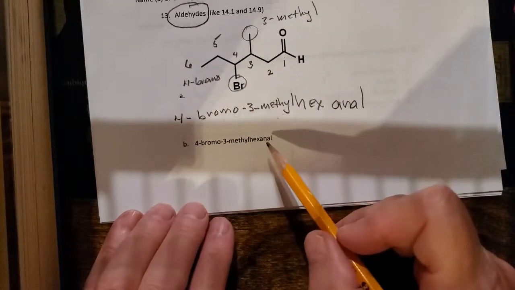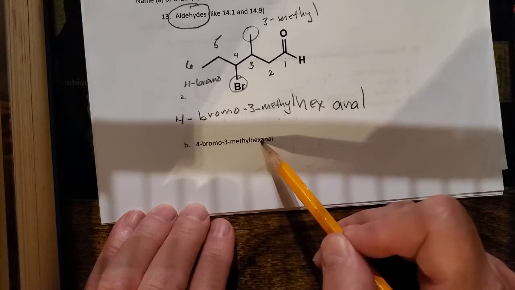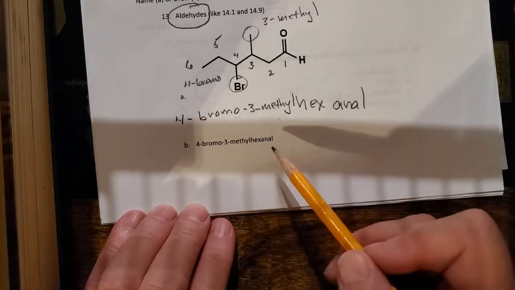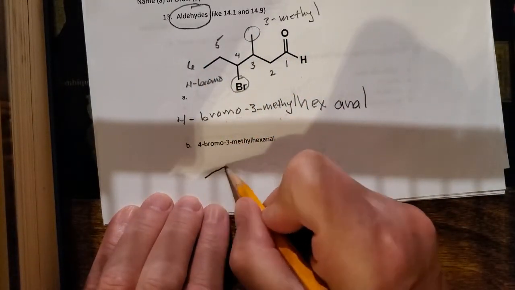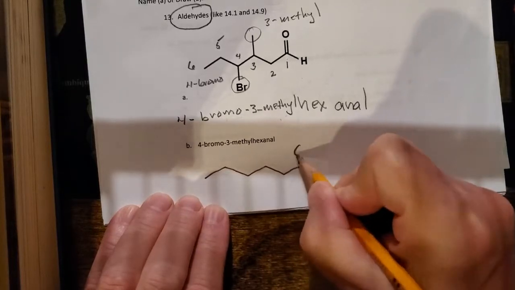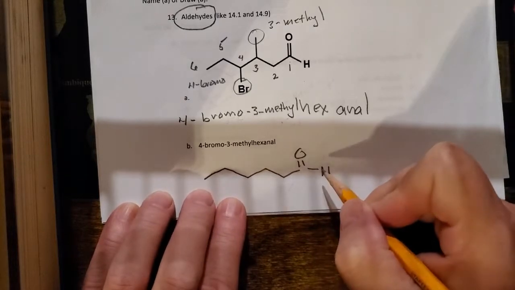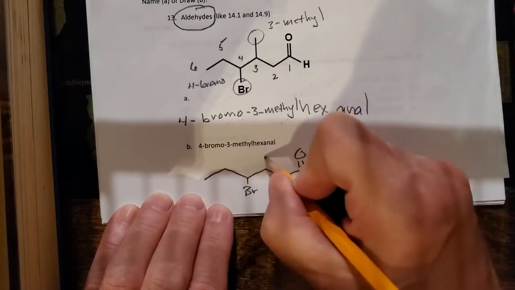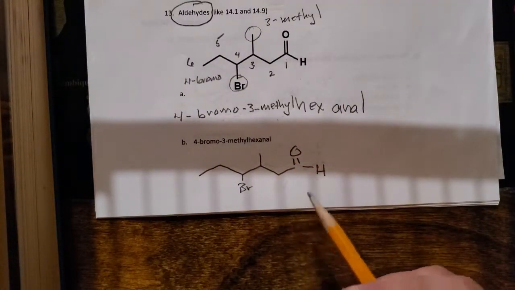So let's go to this one, and you say to yourself, oh my gosh, this is the same name as what I've just written, 4-bromo-3-methyl-hexanal. So I just have to copy this guy up here, and I got the right answer. There you go. But if you didn't realize that, you would do it this way.